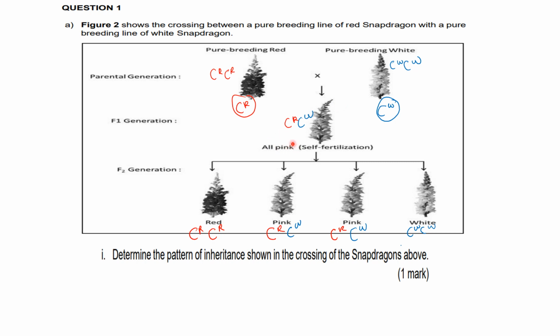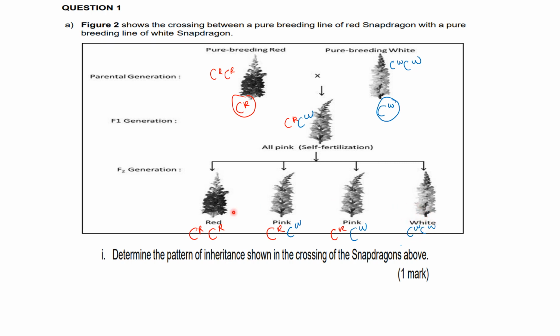Then you allow the F1 generation to undergo self-fertilization to get the F2 generation. For the F2 generation, 25%, or one quarter of the population, has the red flower phenotype. 50%, or one half of the population, has the pink flower phenotype, so they are heterozygous. And another one quarter, or 25% of the F2 generation, has the white flower phenotype.